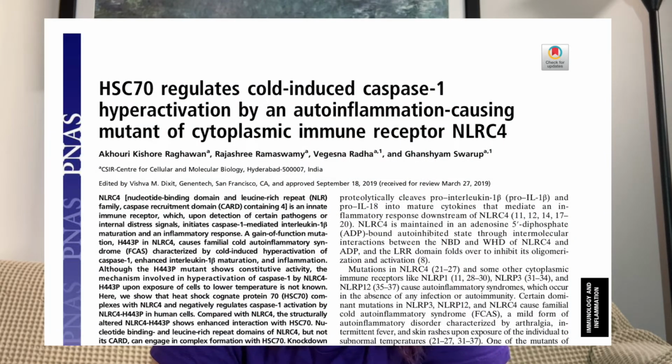autoinflammatory disease that can be triggered by generalized exposure to cold. This paper reported that heat shock cognate protein HSC70 was unable to inhibit a mutant NLRC4 at low temperatures. This worked with one particular mutation, but not two others, reinforcing that the position of the mutation matters. So could something like this also be happening for NLRP3 mutations with a heat shock protein?